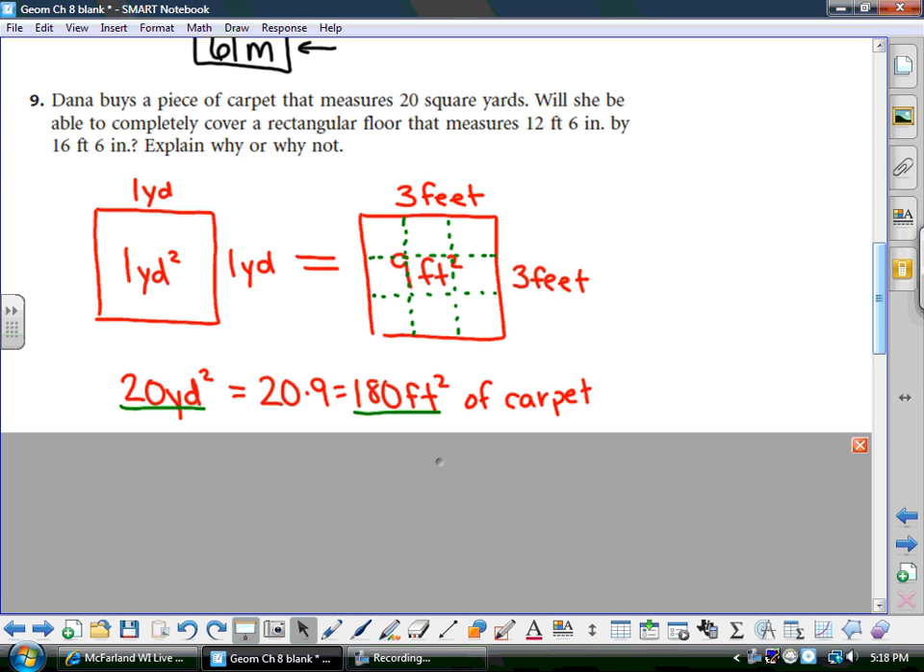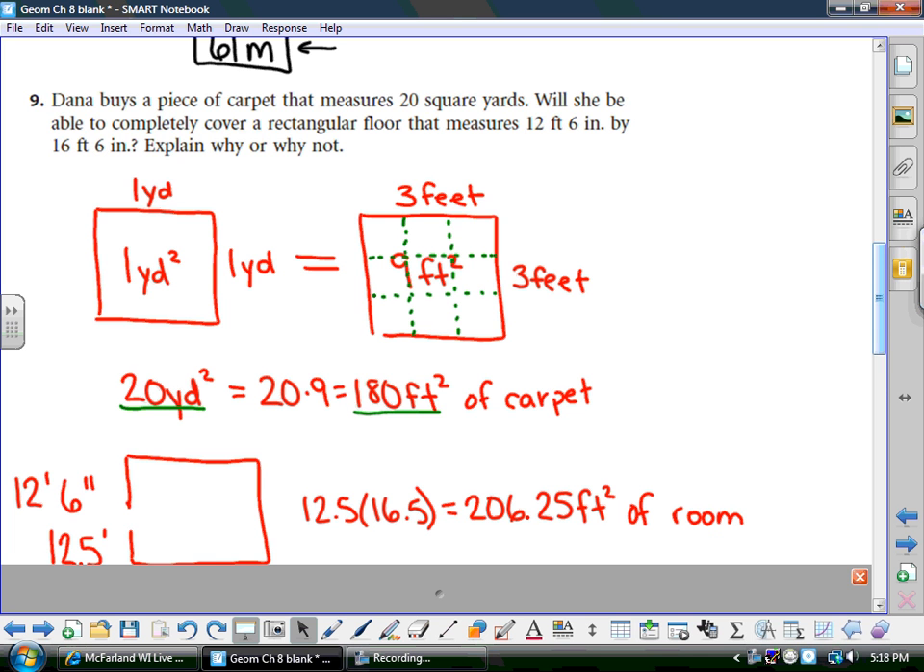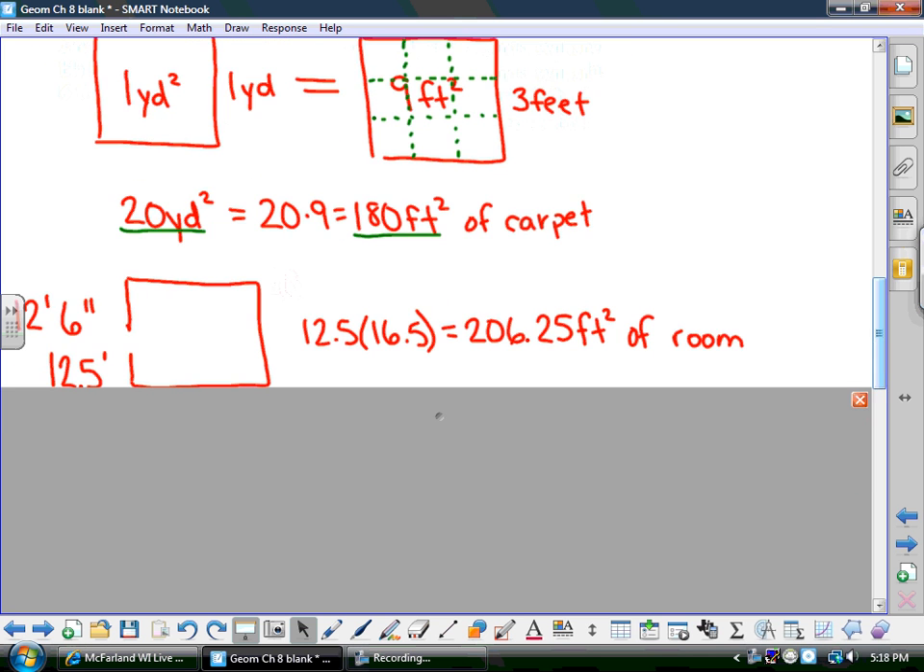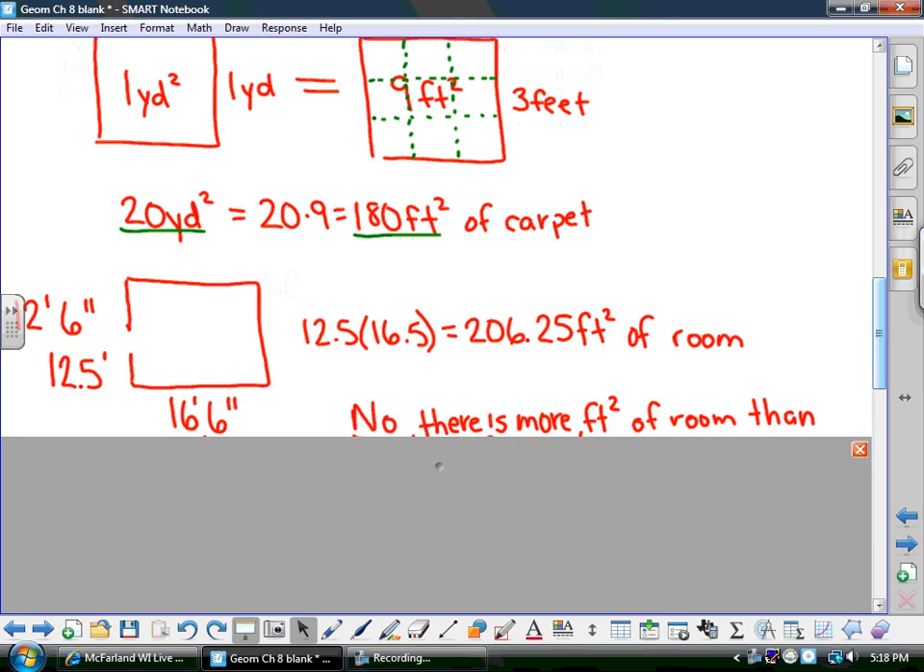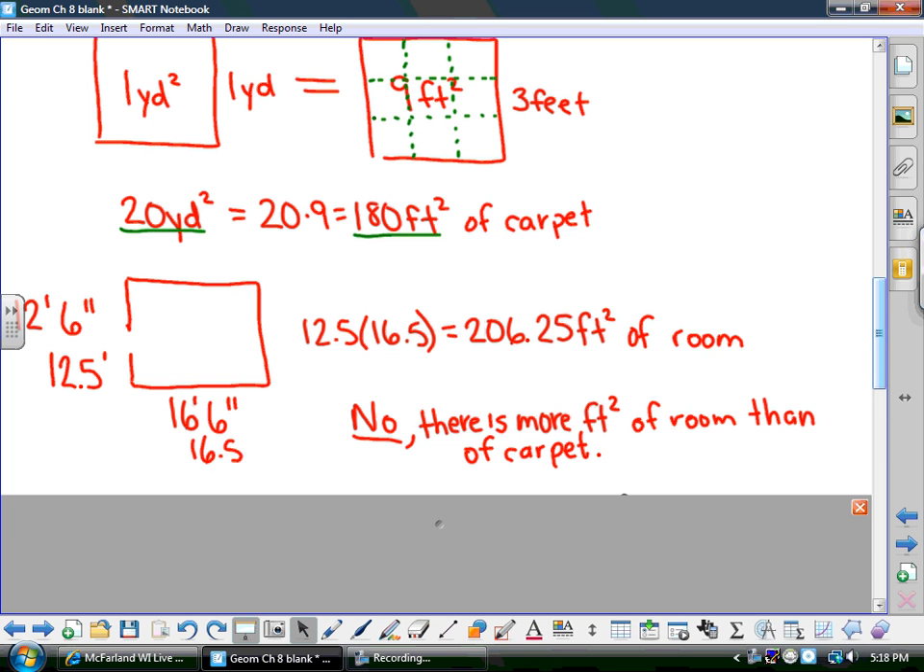The room is 12 feet 6 inches by 16 feet 6 inches. 6 inches is half of a foot, so you could change the 12 feet 6 inches into 12.5 and the 16 feet 6 inches into 16.5 and figure out that the area of the room, base times height, is 206.25 square feet. So no, there are more square feet of the room than there is of the carpet, so there will not be enough carpet to cover that room.